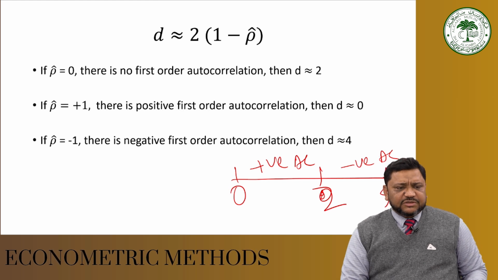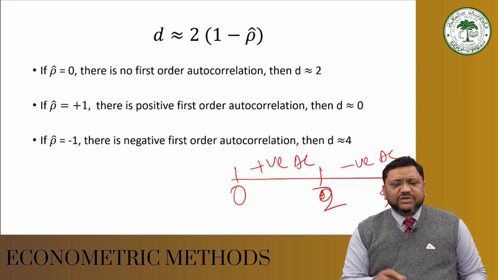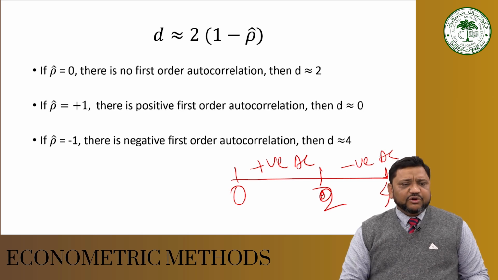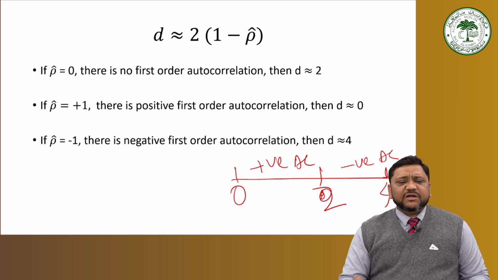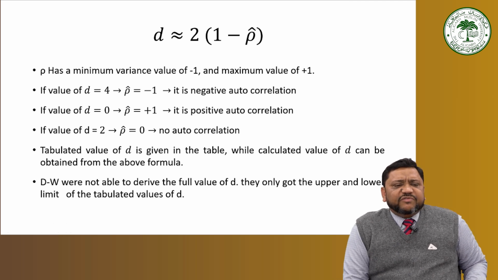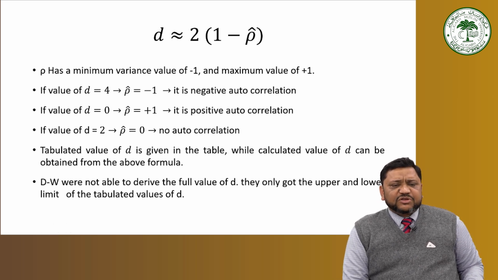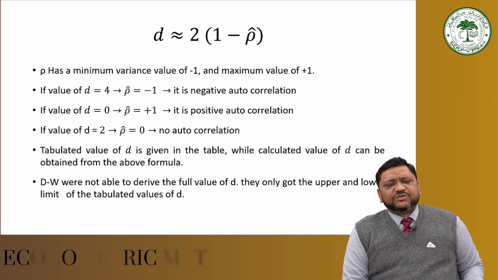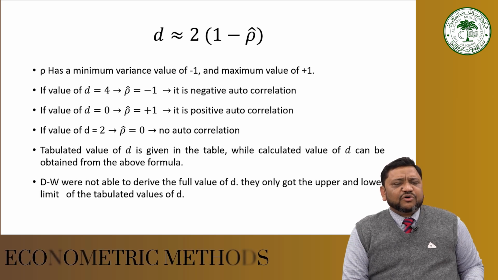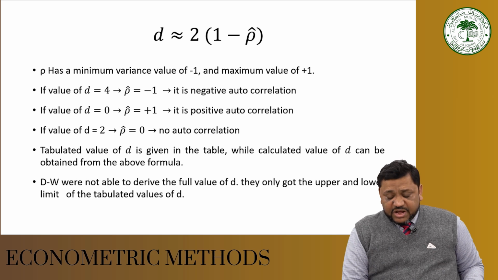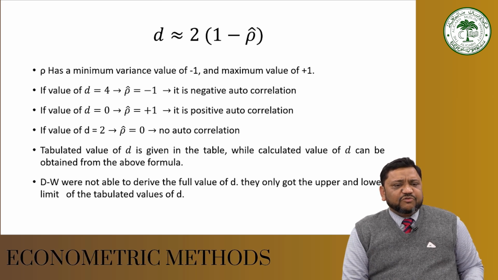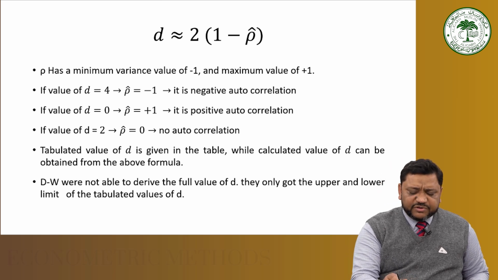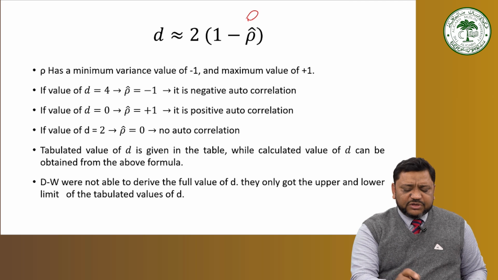So if rho hat is plus 1, there will be a positive first order autocorrelation, then D tends to 0. If rho hat is equal to minus 1, then there is a negative autocorrelation and then D is equal to 4. Because rho is basically a correlation, it ranges from minus 1 to plus 1. So if the value of d is equal to 4, it means rho is equal to -1, a case of negative autocorrelation. And if the value of d is equal to 0, rho is equal to +1, that is a positive autocorrelation. And if the value of d is equal to 2, rho hat will be equal to 0.